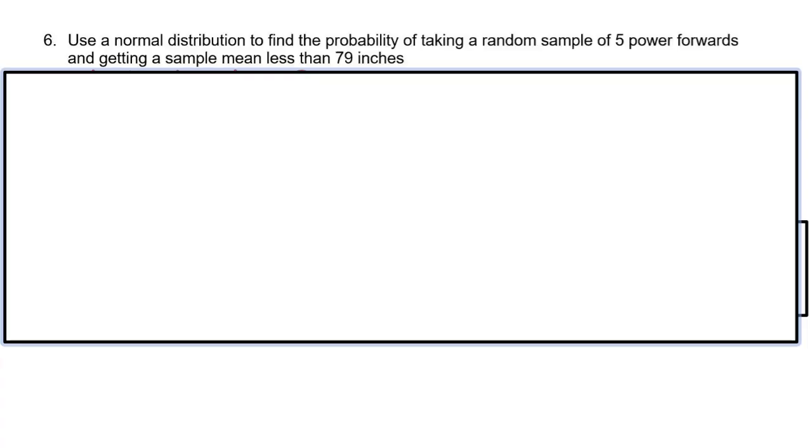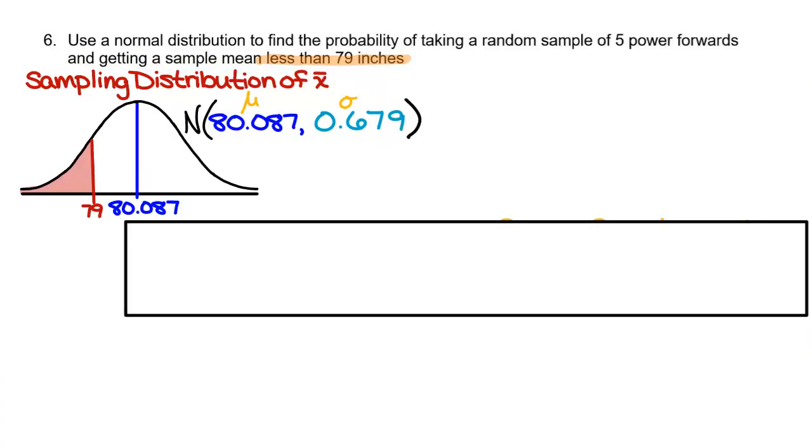Where does the boundary line go on your picture? Where should the boundary line go in your picture? We've been talking about the picture. Have you been paying attention? 80.087 is the mean. That's what goes right down the center. 79 should be our boundary line. And then which way are you going to shade? Left. So your picture should look like this.